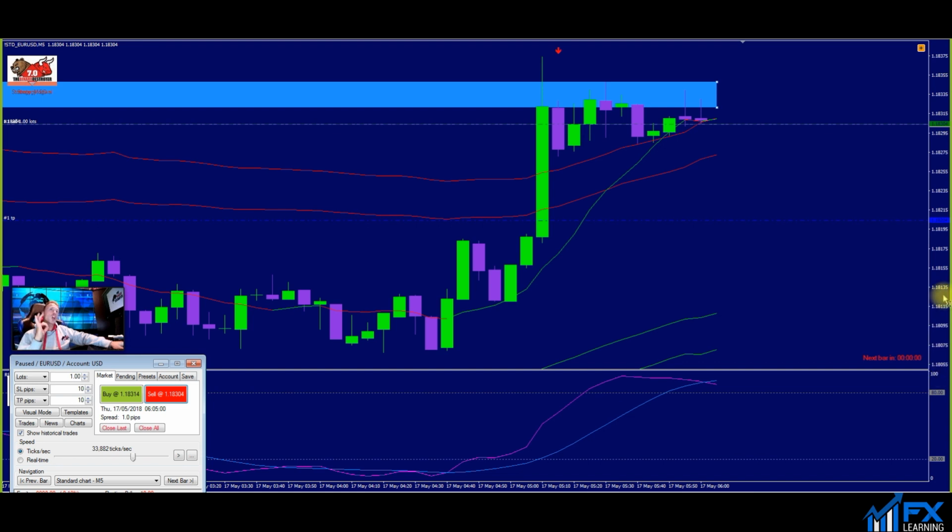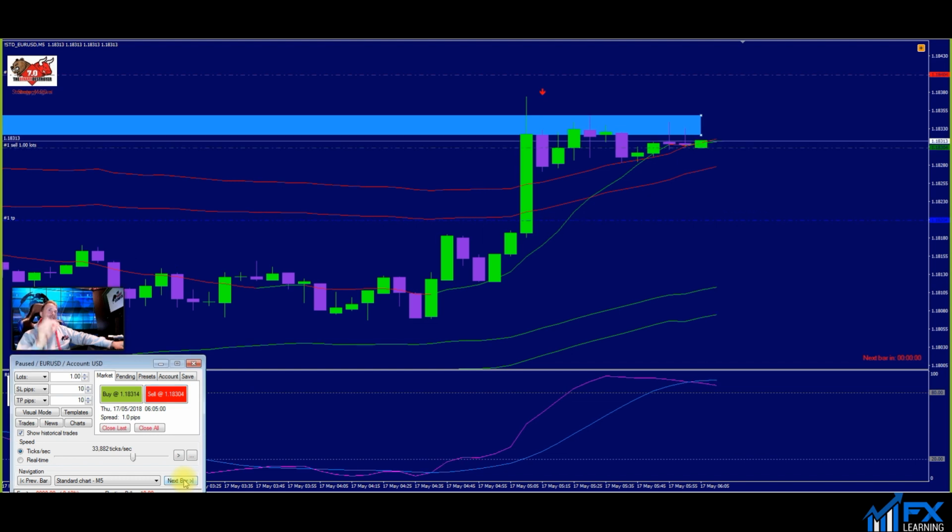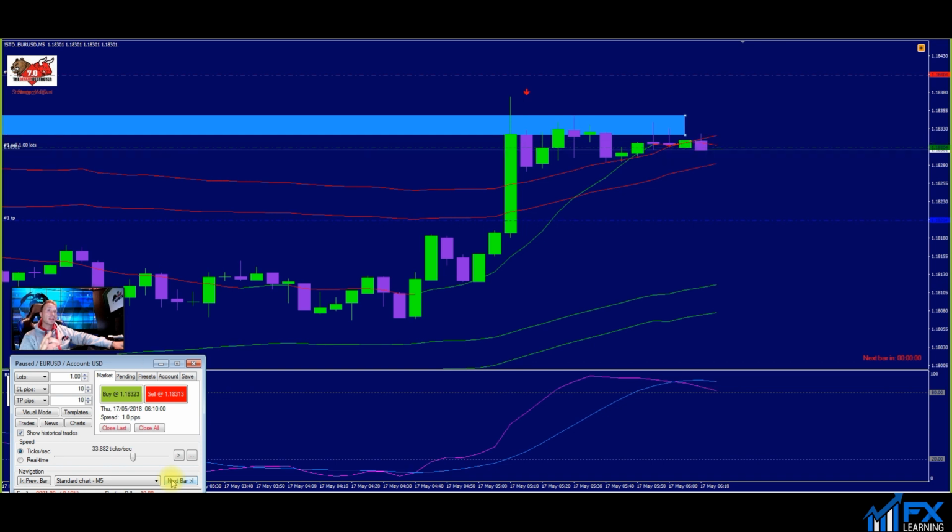Now, what I would do is I will watch this trade. I want to see what this trade does. So I'm going to zoom out now so we can see. Here we go. So you can see my stop loss, you can see my take profit. I'll go candlestick by candlestick. Here we go. Next candle. Still going sideways. Next candle.